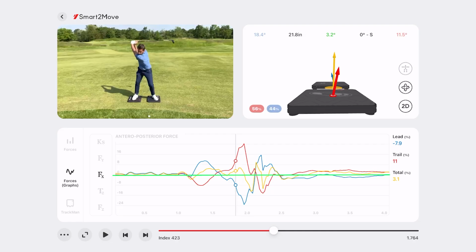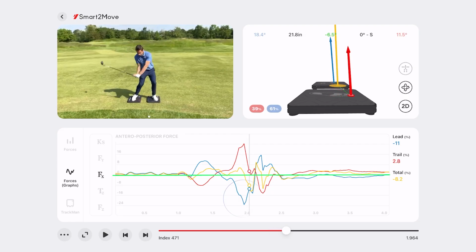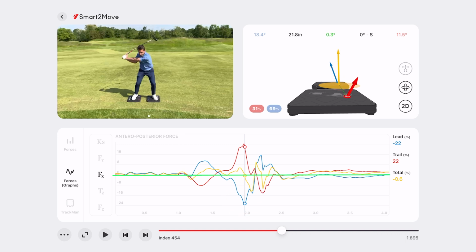Opposite of this positive anterior-posterior force on the trail foot, anytime one of these lines is below the 0 x-axis, as it is here with the lead foot, that's showing a negative anterior-posterior force. This means that I'm pushing into the ground towards the golf ball, and the ground reaction force is pointed away from the golf ball. You can see that again here in the vector view on the top, where the arrow is pointed away from the golf ball.